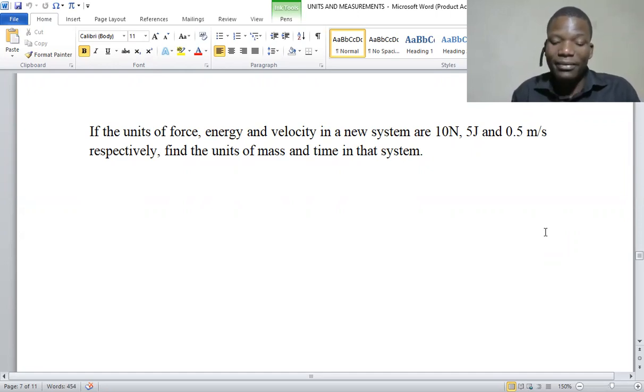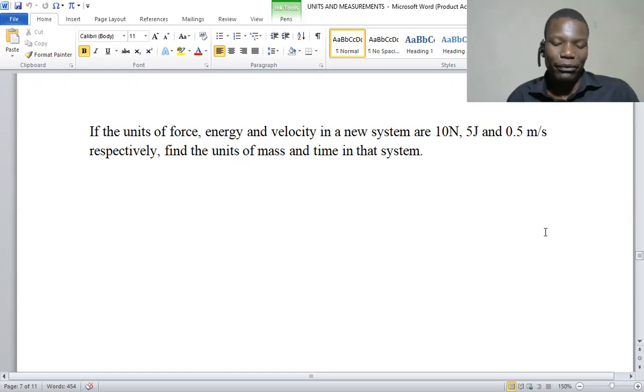So in this video, we are going to solve a units and measurement question, and that is from dimension analysis. It says if the units of force, energy, and velocity in a new system are 10 Newton, 5 joules, and 0.5 meter per second, respectively, find the units of mass and time in that system.